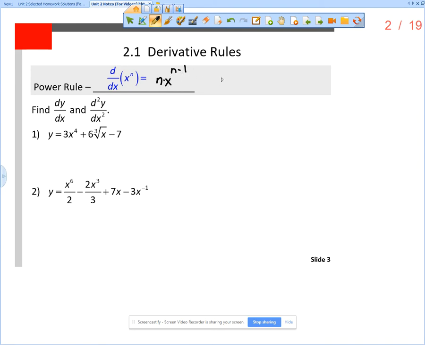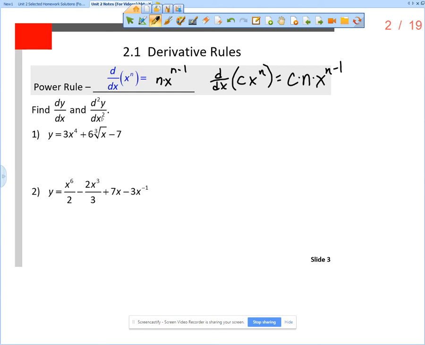Now, what if there was a constant? So let's say that I had the derivative with respect to x of c, some constant times x to the n. Well, it's going to be that constant times n times x to the n minus 1. So the big idea here is that we multiply whatever the function is by the power, and then we reduce the power by 1.